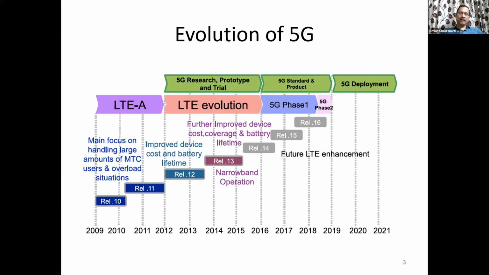And this is again the stack. It's called the 3GPP architecture, the 3GPP architecture of 5G.